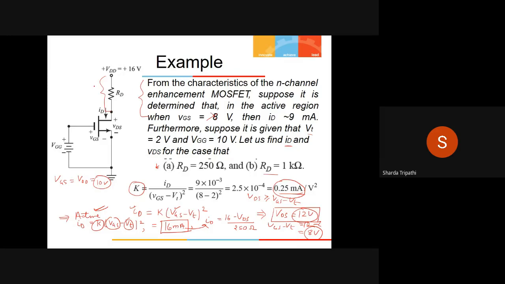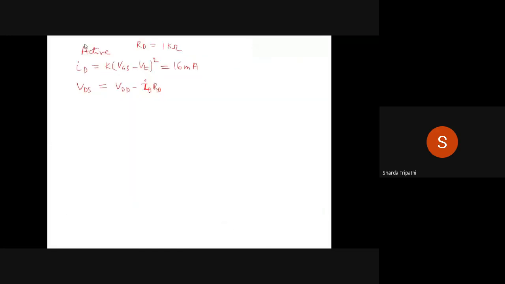This is the same equation that you obtain by applying Ohm's law over here. So this becomes how much? VDD is given as 16 minus ID is 16 milliamperes and RD is 1K. So this is equal to 0 volts. Whereas what was the value of VGS minus VT? This was equal to 10 minus 2, that means 8 volts. So now 0 volts is actually less than VGS minus VT. That means this active region assumption was wrong, and therefore we will change the assumptions and say that let my transistor be now operating in the ohmic region.